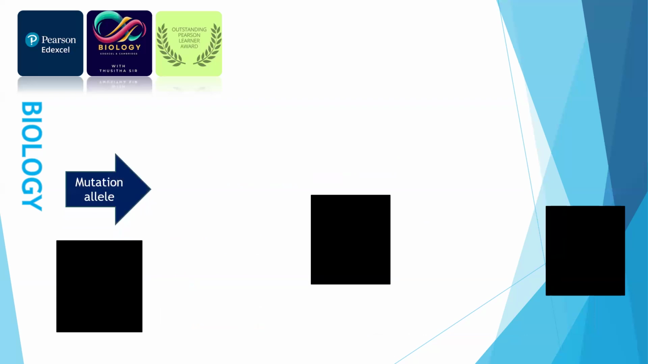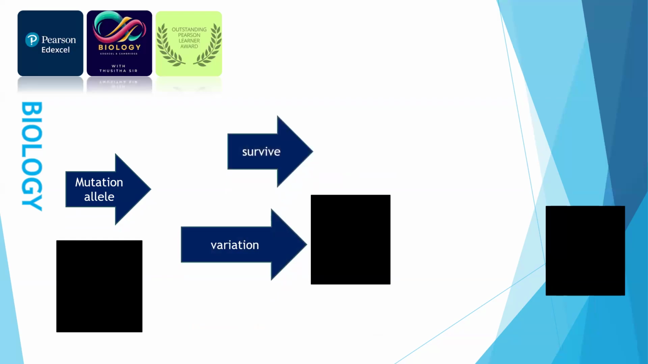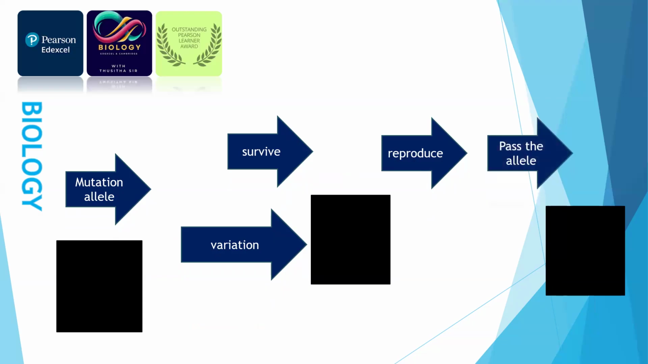Mutations make new alleles, which make the variations, differences. And when the environment changes, those who have adaptations survive. Those who survive reproduce, and this allele passes to the next generation. I think the video shows this clearly.